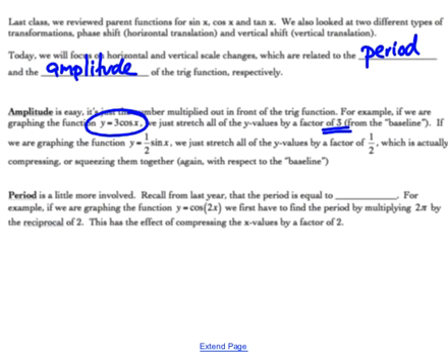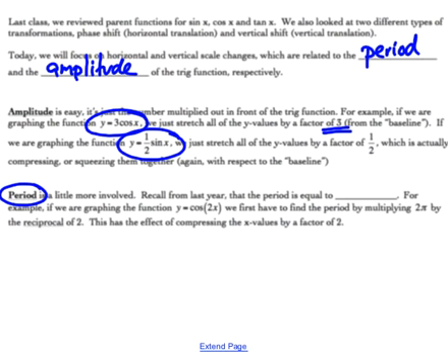If we're graphing the function y equals 1/2 sine x, then all we need to do is stretch those y values by a factor of 1/2, which is really compressing it. We're making all those y values 1/2 of what they were before in the parent function. So amplitude's pretty easy. Period is a little bit more going on here, and also a little bit different depending on whether we're talking about tangents or sines and cosines.